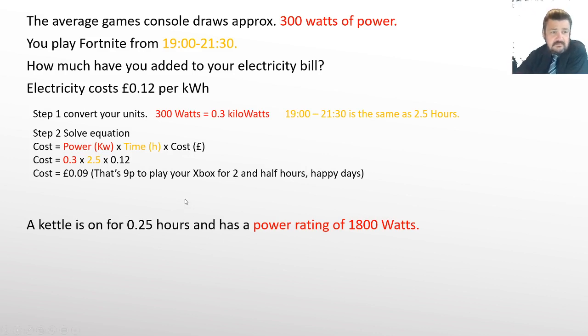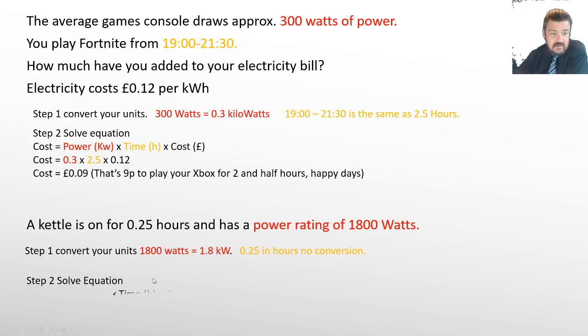Now, kettle on for a quarter of an hour, 0.25 hours. Remember, this is not 25 minutes, it is a quarter of an hour. Kettle is on for 0.25 hours, and there's a power rating of 1800 watts. So again, we're going to convert everything into the units we want. So step 1, you convert your units. 1800 watts is equal to 1.8 kilowatts. 0.25 in hours, well, we don't need to do anything with that because it's in hours anyway.